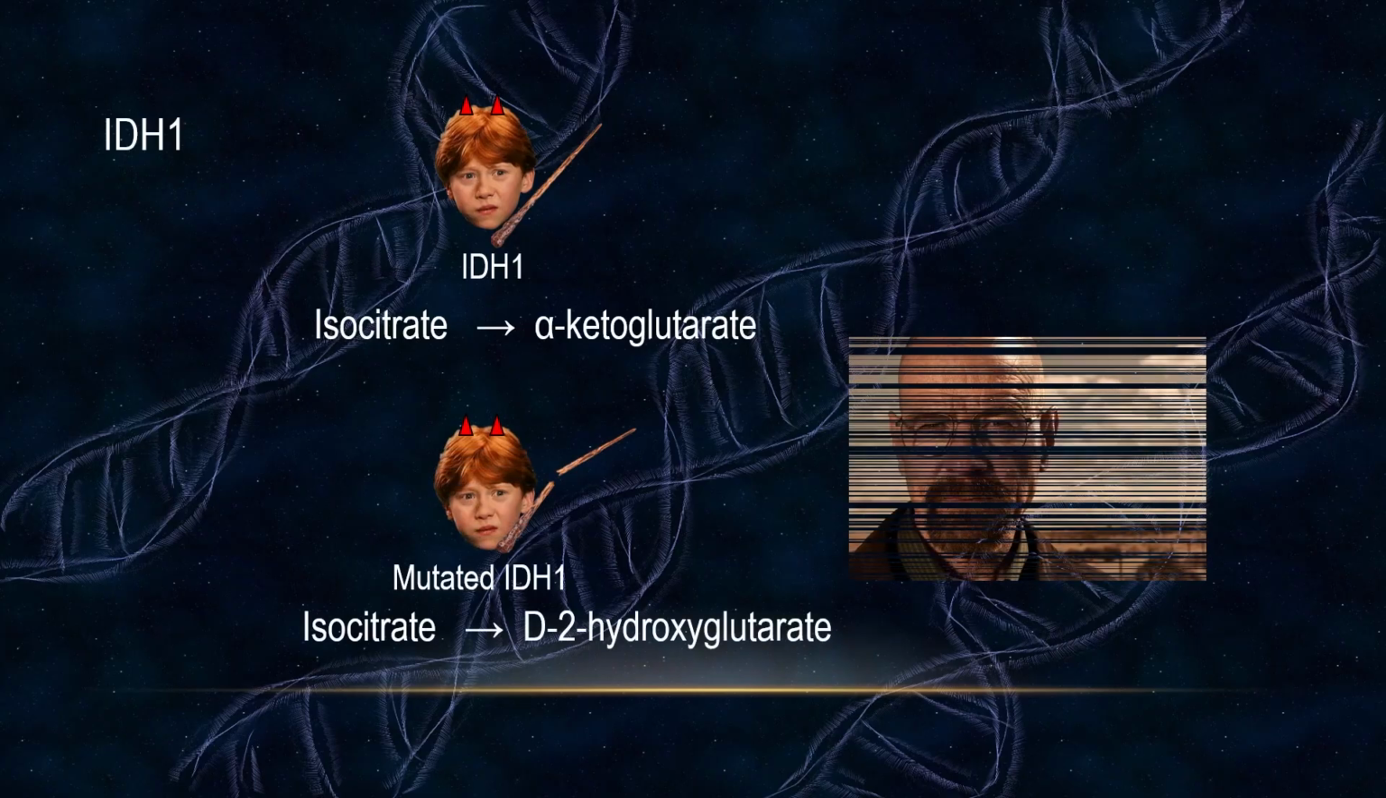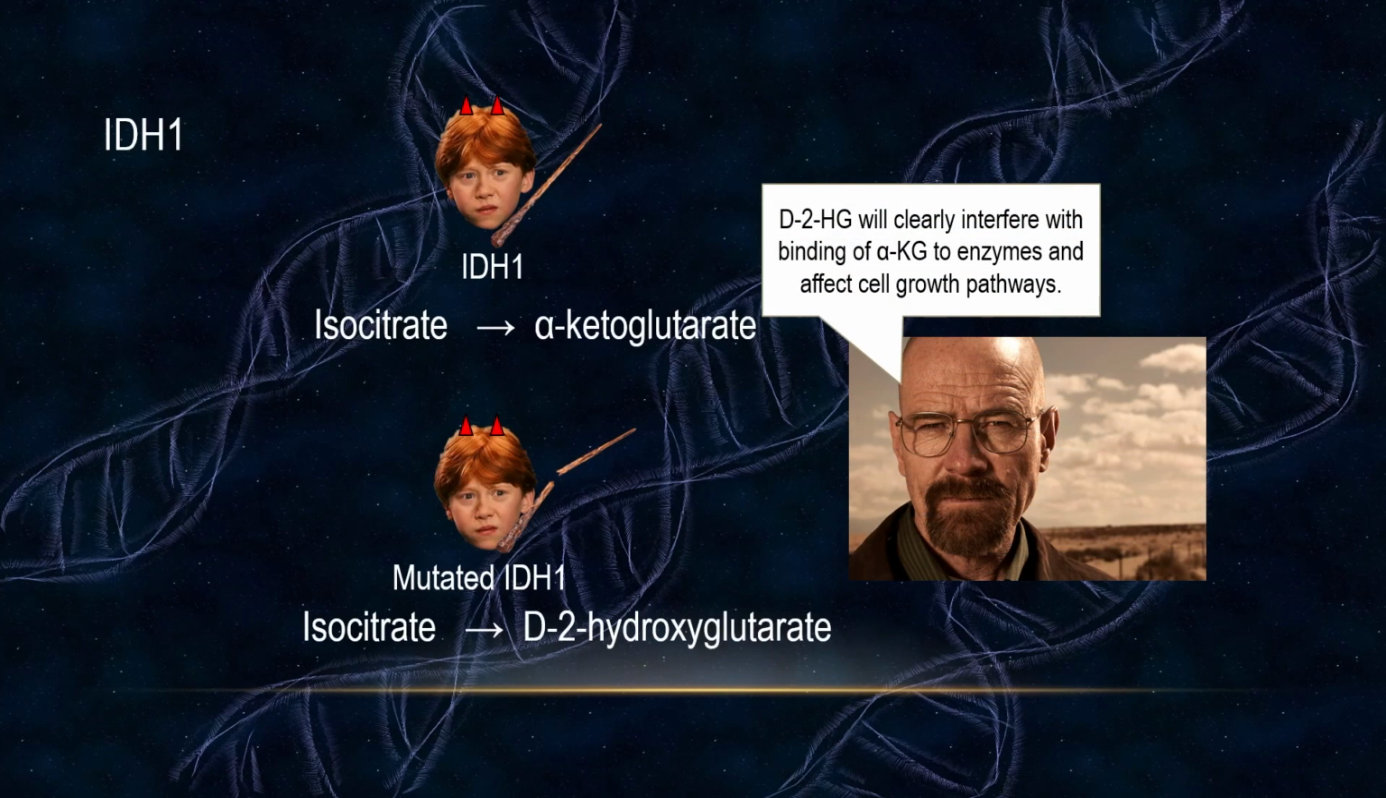So again, for reference, here are those two things. There's a normal IDH1, isocitrate to alpha-ketoglutarate, and the mutated IDH1 converting it to D2-hydroxyglutarate. And a good chemist might be able to tell you that's going to interfere with the alpha-ketoglutarate and affect cell growth and act as basically an oncometabolite. So that's a little different than the way some of the other oncogene and tumor suppressor things work classically.